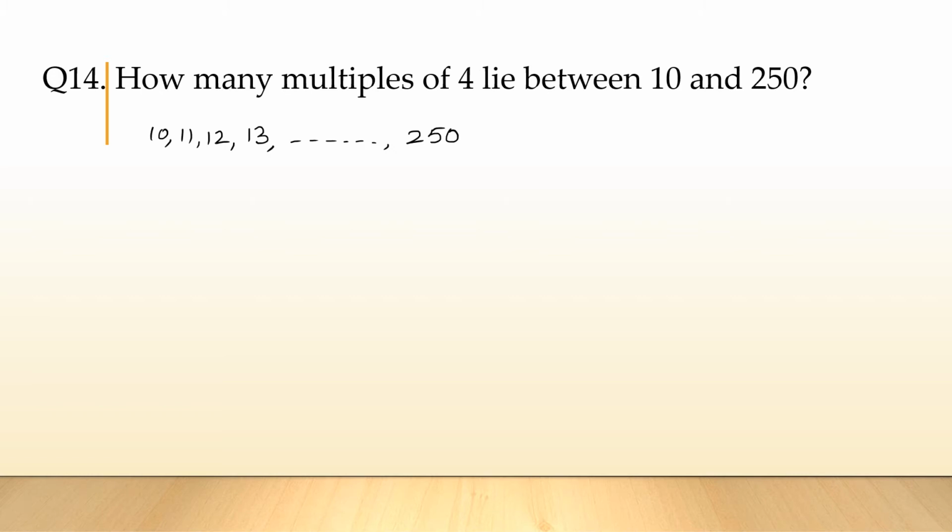अब 10 4 से divisible नहीं है, we get remainder as 2. So 10 is not a multiple of 4. 11 is also not a multiple of 4. 12, yes, 12 is exactly divisible by 4, so we can say 12 is a multiple of 4. So first number is 12. Multiples of 4 they are saying, so obviously by adding 4 to this, the next multiple will be 16, then next multiple will be 20, and so on.